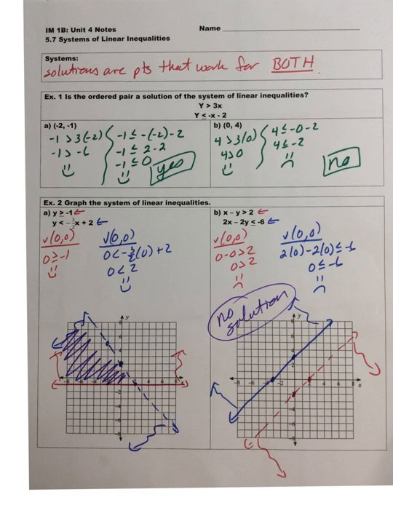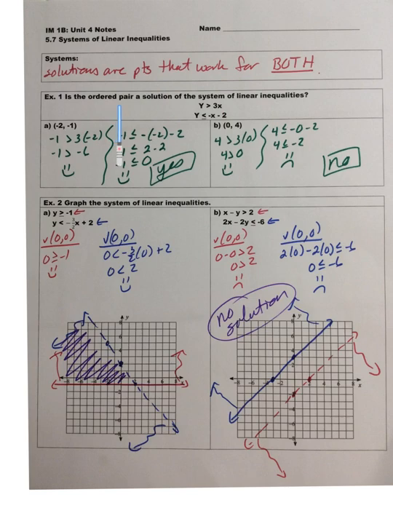All right, so for this, we are doing systems of linear inequalities, which means we're graphing two or more at the same time. So the key here is solutions are points that work for both inequalities. We're going to focus on two inequalities. You could have 3, 4, 5, 6, 10 inequalities, but the key is it has to be a solution for both. So example is to check an ordered pair just to see if it's a solution.